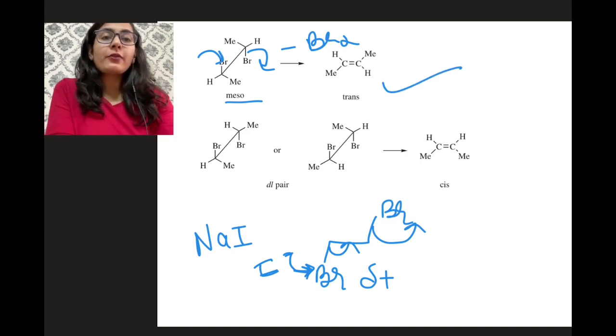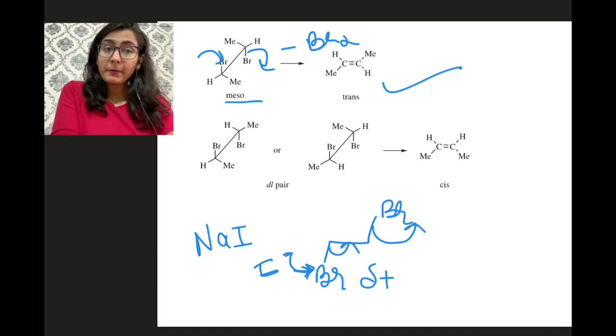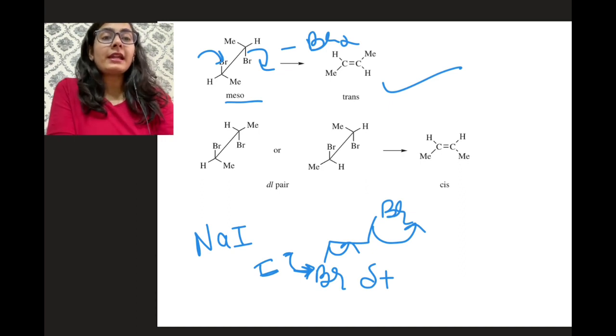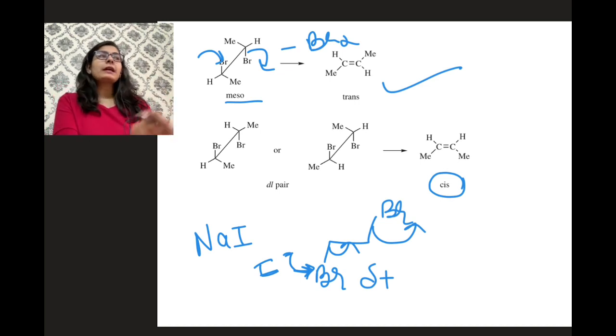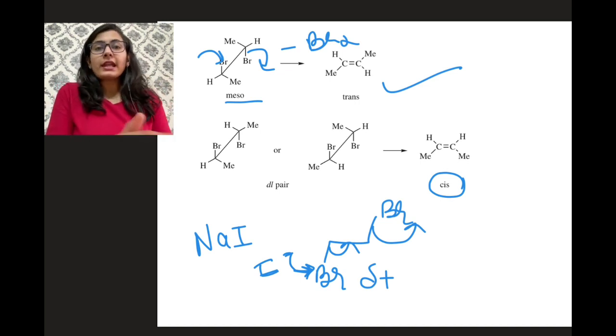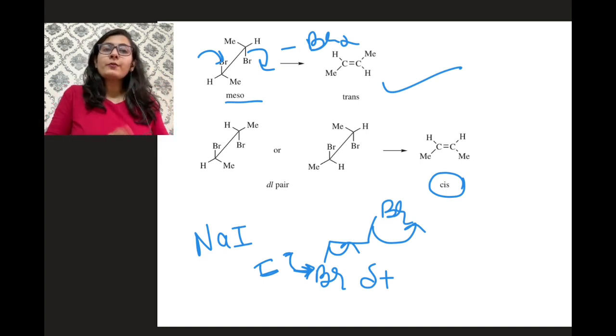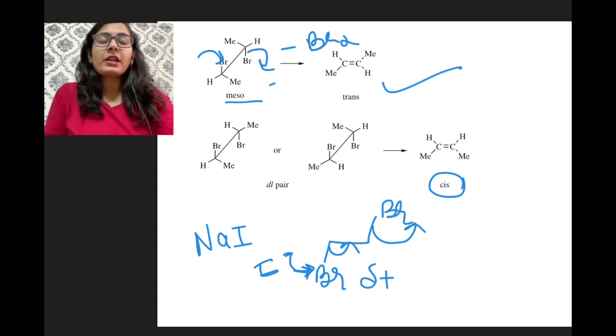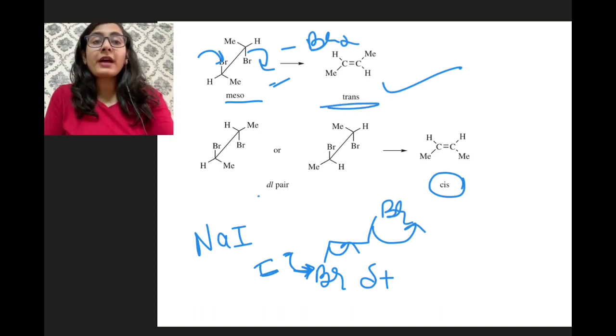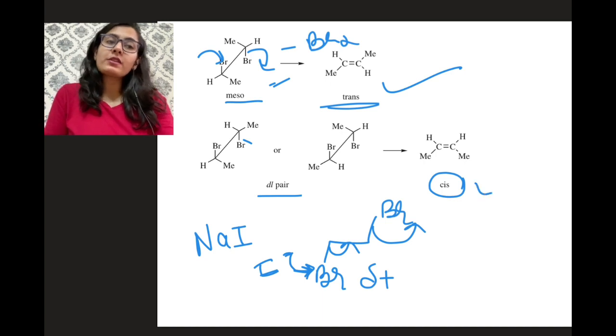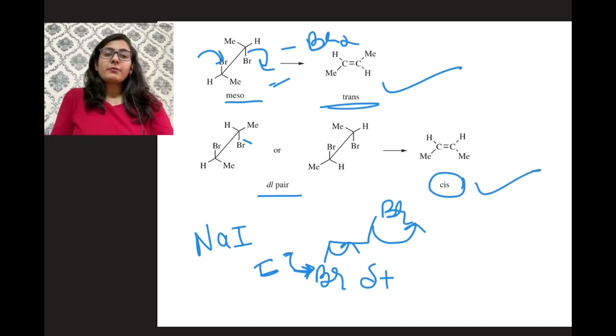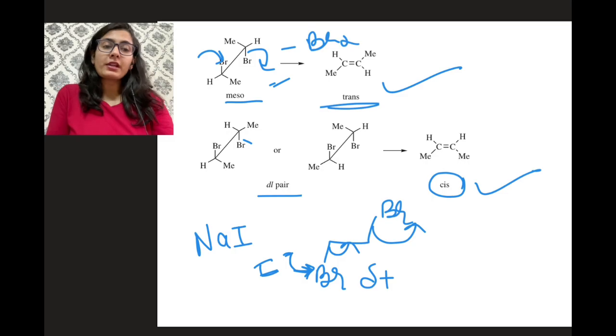Alright, and for this dibromo compound, it is a DL pair. So if you are doing anti-elimination on this, you will get a cis compound. Okay, so there's a very small trick: when you are doing anti-elimination on a meso compound, it gives you a trans product, and anti-elimination from an active compound or a DL pair will give you a cis product. Okay, very, very simple. Try to draw this by yourself to understand.